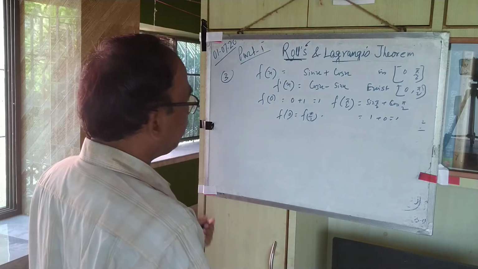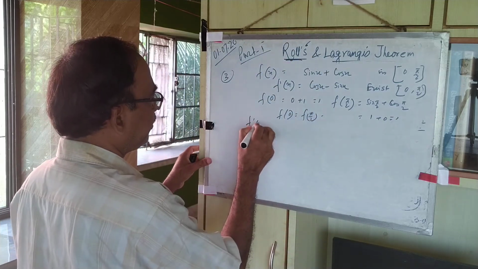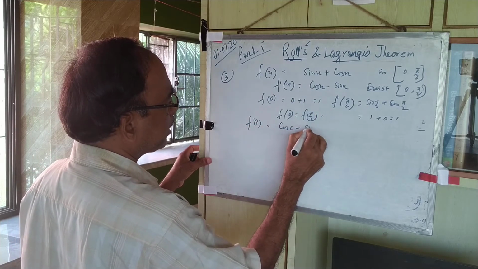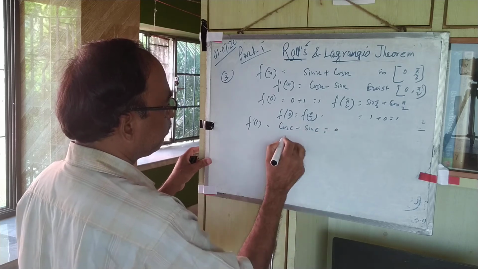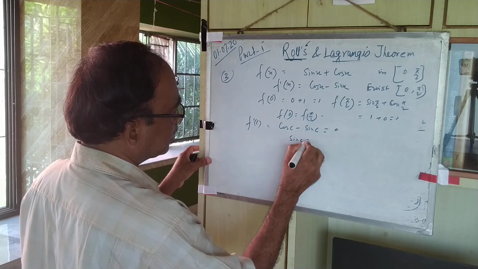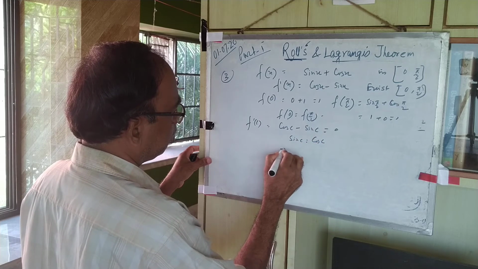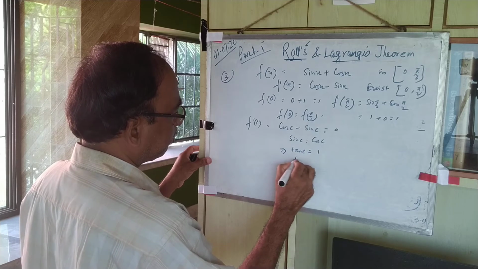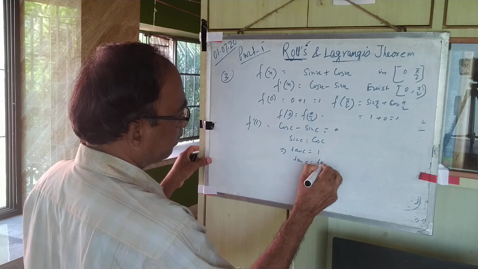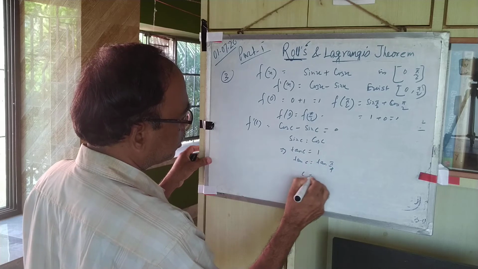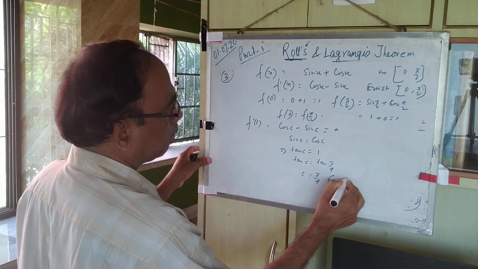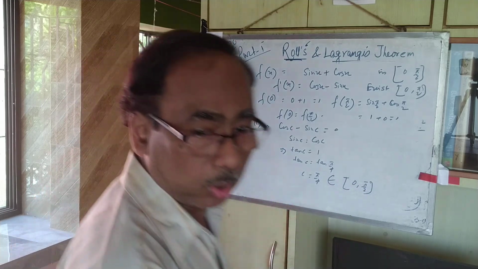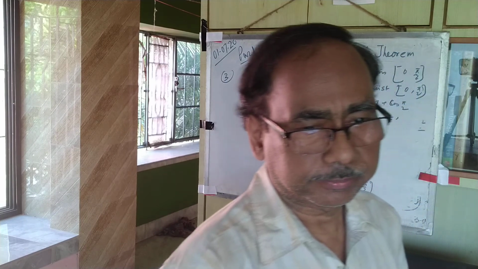Now we can say f dash c equals cos c minus sin c, that equals 0. That is sin c equals cos c, which implies tan c equals 1, that is tan c equals 1 means tan pi by 4, then c equals pi by 4, which lies between 0 to pi by 2. Therefore, Rolle's theorem is verified.